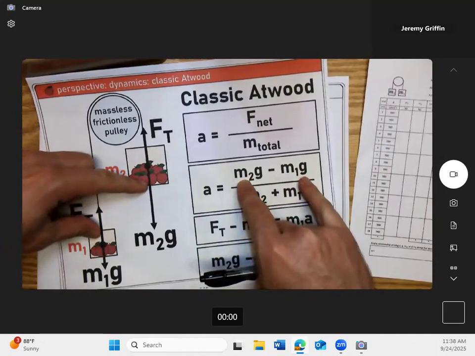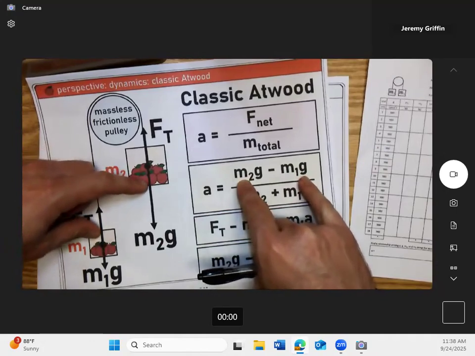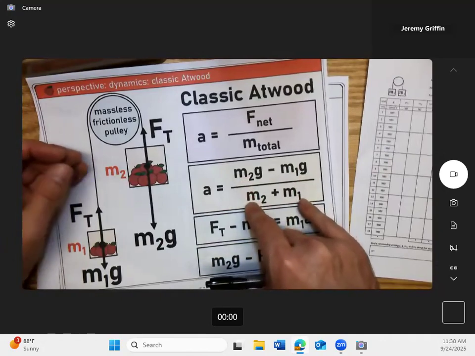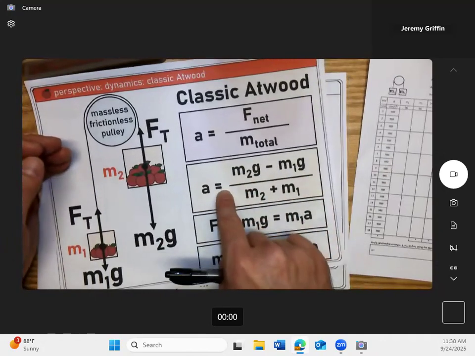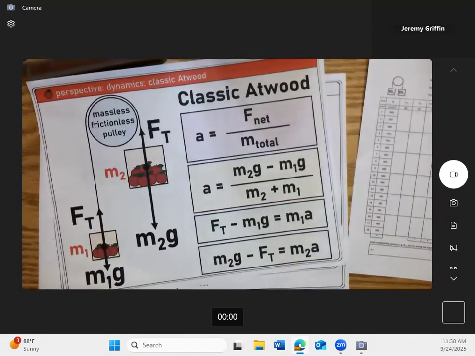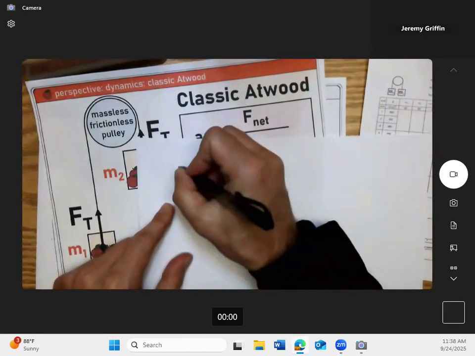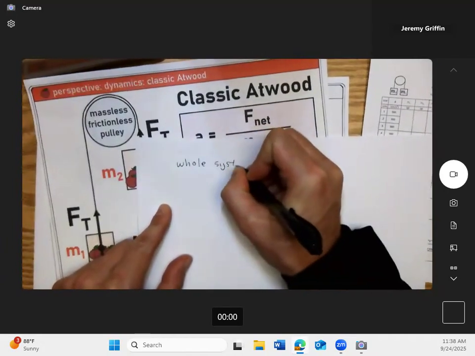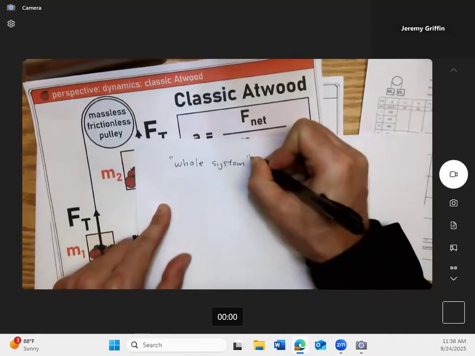In fact, if they were the same weight, wouldn't that just be 0? And it wouldn't accelerate at all. Okay? But then divide by the total mass, which is the total inertia, and that will give you the acceleration. Okay? If I write that out, again, here, I'll drop down the whole system approach.